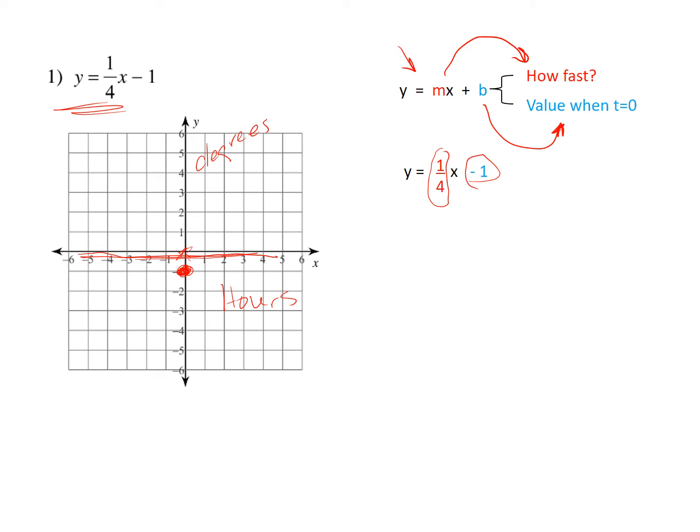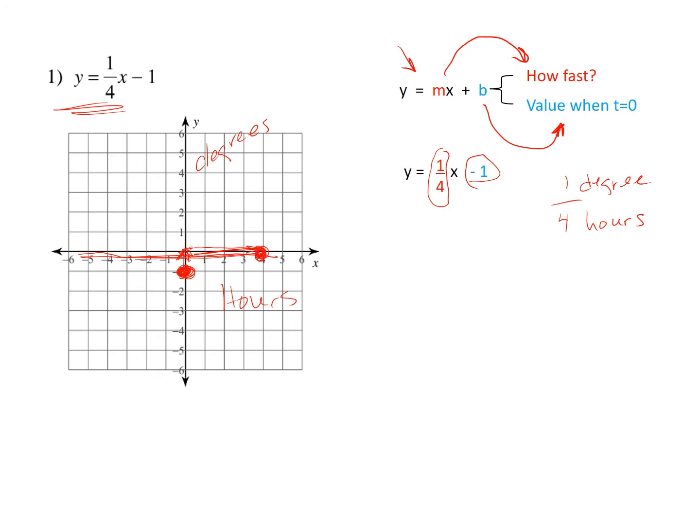Now remember that 1/4, when we talk about how fast the temperature is changing, means that since it's a positive number, the temperature is going to increase 1 degree every 4 hours. So if I work from the point we just plotted, and I know it's 1 degree every 4 hours, I'm going to go up 1 because that's 1 degree, and then I'm going to go to the right 4 hours. And right there, that's going to be another point on my graph.